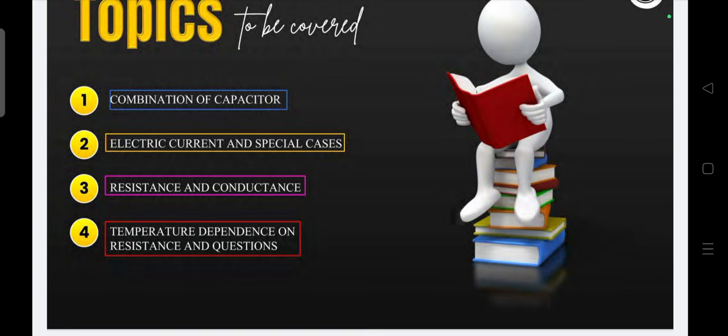This is KCET crash course first class, current electricity part 1. So you have to cover the topics: combination of capacitor, electric current and special cases, then resistance and conductance, temperature dependence on resistance and according to their topic questions. In this video we are going to cover these topics.